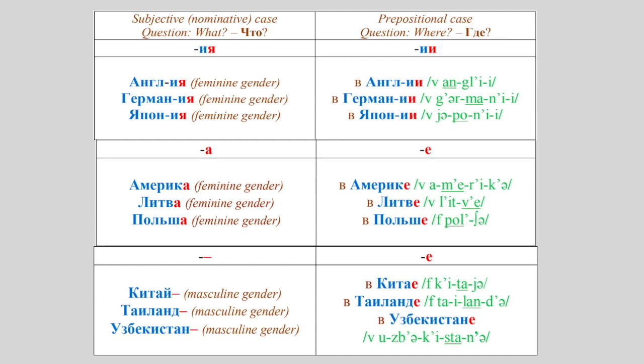So, when you ask the question where, in the answer you will have the preposition в and the changed ending. So, ending «ия» will change to «ии». Англия, в Англии. Я живу в Англии. And the ending «а» will change to «е», and the consonant will change to «е». Я живу в Америке. Я живу в Китае.